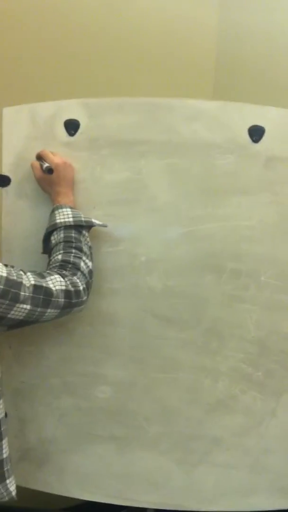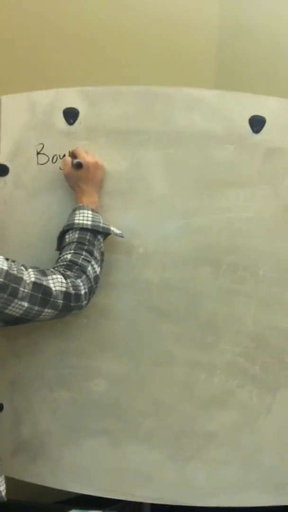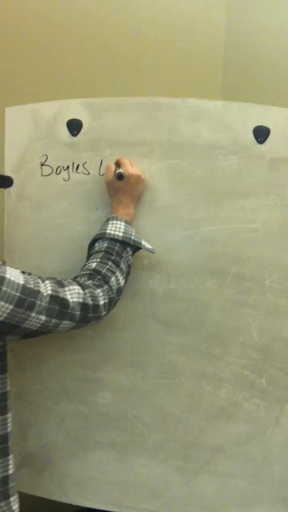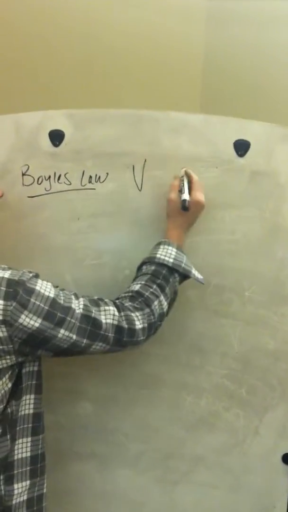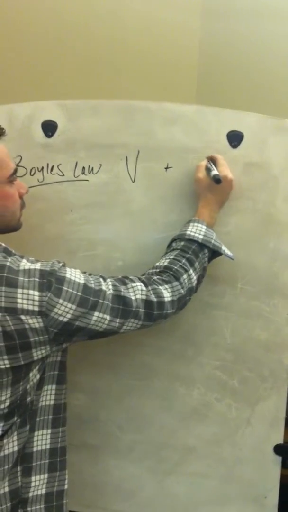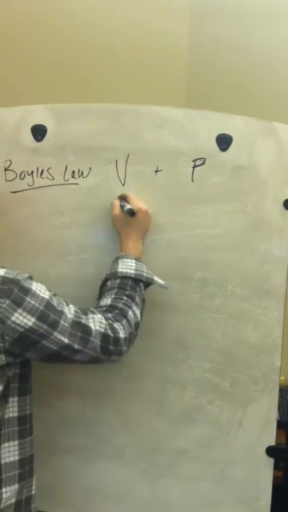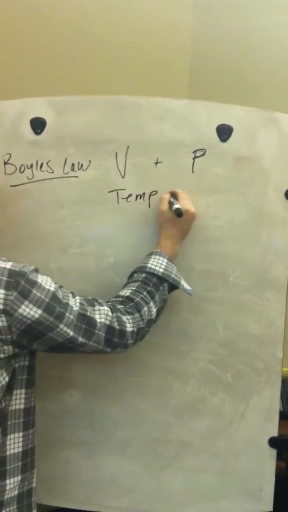I'm going to go over Boyle's and Charles' Law today. First, we'll start with Boyle's Law. Boyle's Law deals with volume and pressure when temperature is constant.